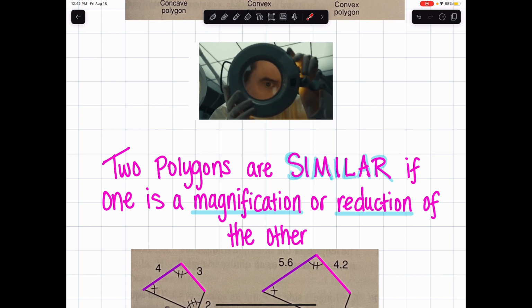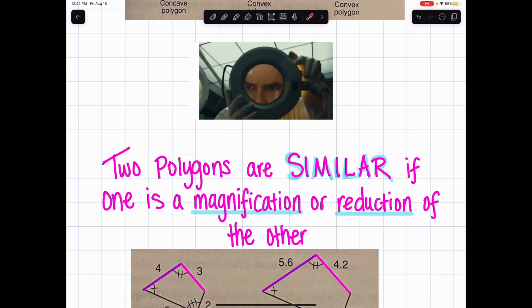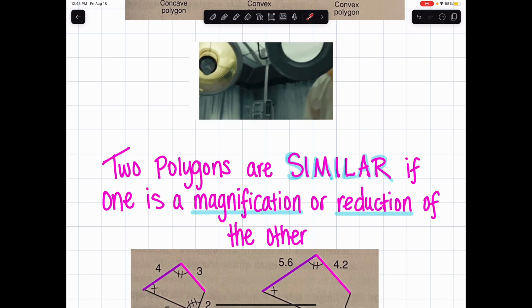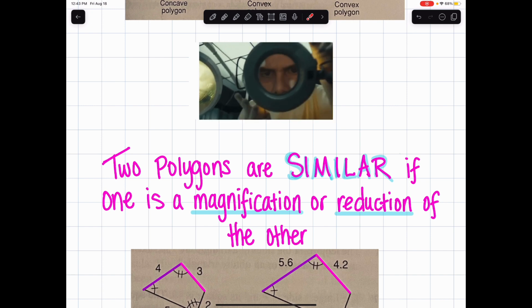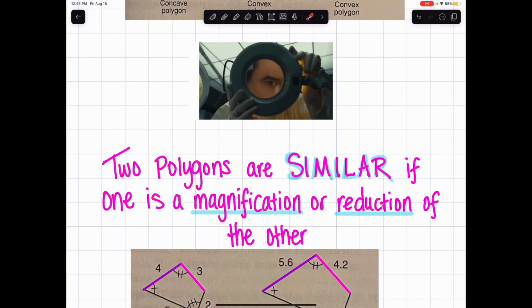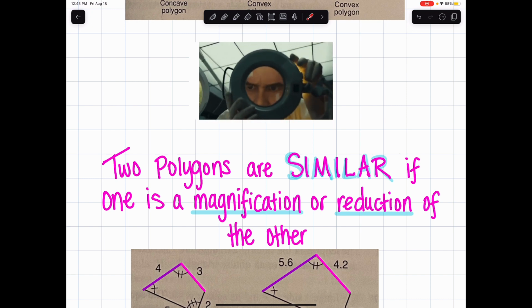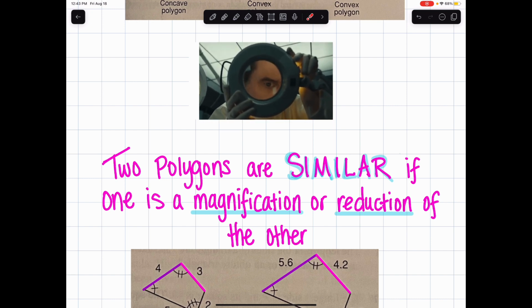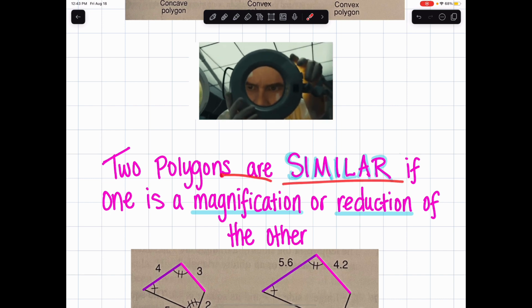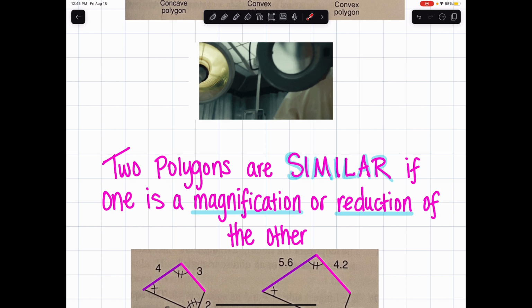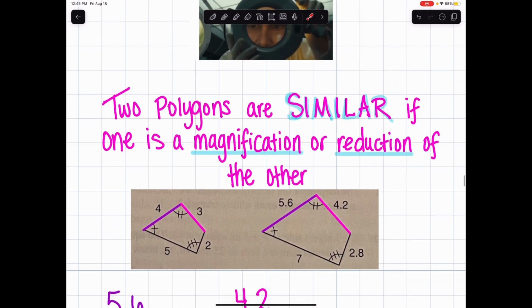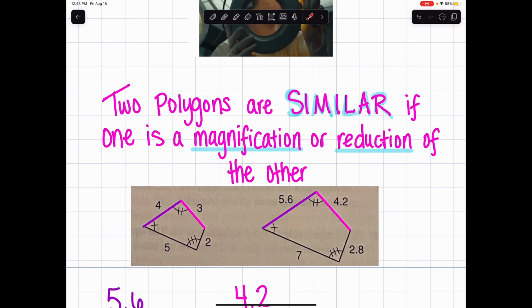Now, we said we were going to talk about similar polygons. What does that mean for polygons to be similar? Two polygons are considered similar if one is just like a zoomed in version of the other or a zoomed out version of the other. So they're similar if it's just a magnification or a reduction. It's still going to be the same shape, the same angles. If it's zoomed in or zoomed out, they're similar.